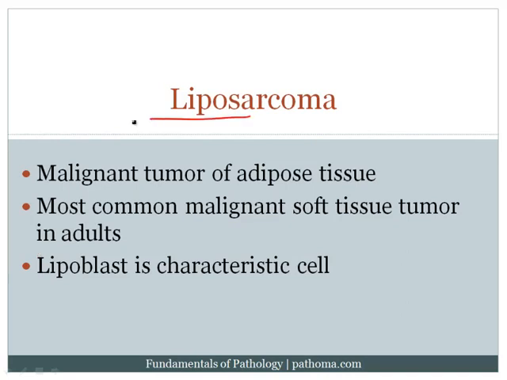Liposarcoma, lipo means fat, and sarcoma means malignant mesenchymal tumor. So this is a malignant tumor of adipose tissue. Important to know, it's the most common malignant soft tissue tumor in adults. Also, the board examiners like you to know that the lipoblast is the characteristic cell. So if they tell you that there's a mass and the pathology report says that lipoblasts are present, you're thinking about liposarcoma.